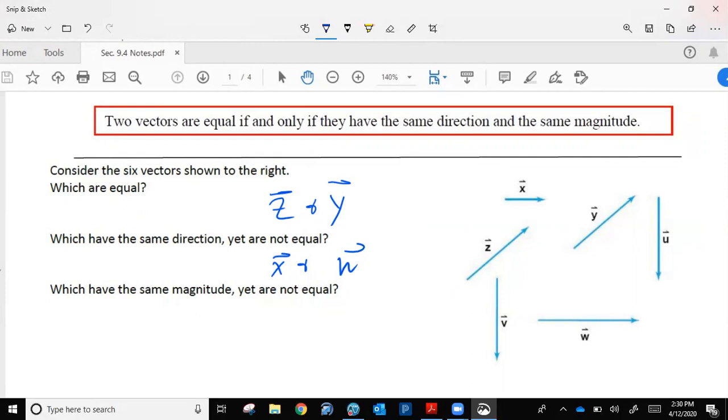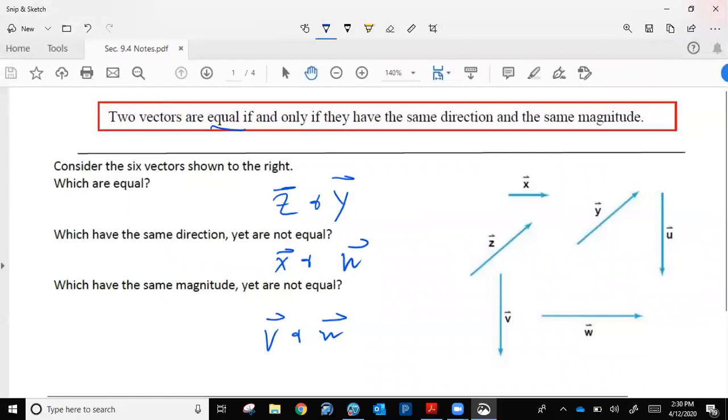And which vectors have the same magnitude but are not equal? I would say v and w, maybe. There's a lot of those, but it looks like v and w are roughly the same size, but they're clearly not pointing the same direction, so they are not equal. Both components need to come together. They're equal if and only if you have the same direction and the same magnitude. Magnitude is how large it is, direction is where it is pointed. Every vector, again, has an initial, a start value, and a terminal, a stop value. The arrow is directing you towards that stop value.